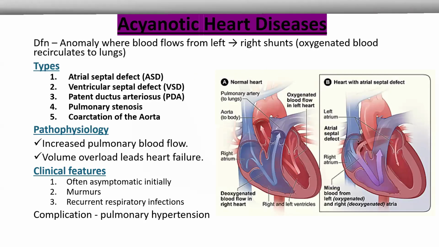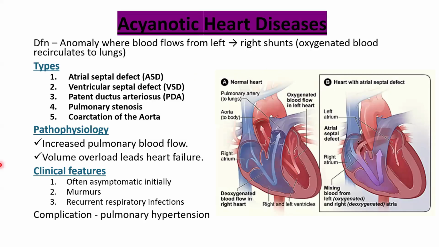Now we can go to acyanotic heart diseases. The acyanotic heart diseases, now it's the other way around. So these are not what we talked about. So blood comes in that way, goes to the lungs, and from the lungs comes back. You can see this arrow here. Left atrium, left ventricle, then to the aorta.